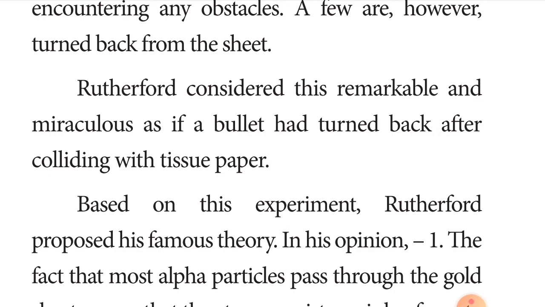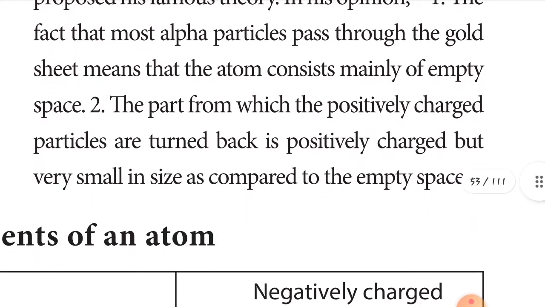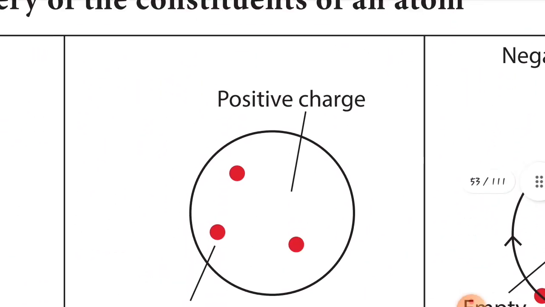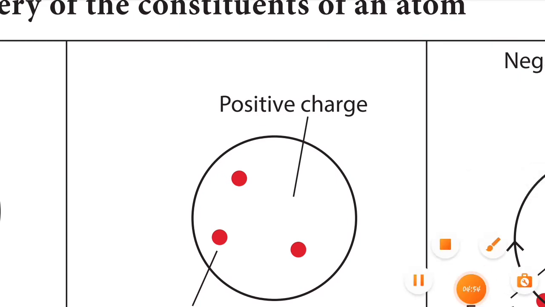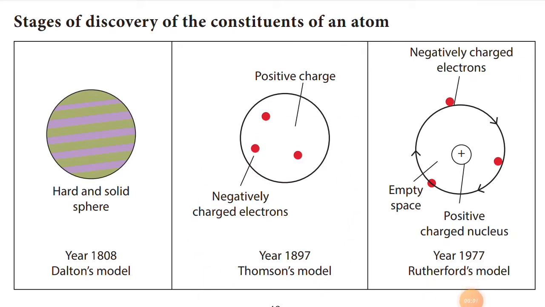Okay, now see this diagram, children. See the three stages. First one is Dalton, second one is Thomson, and third one is the Rutherford atom model. The three models are given here.